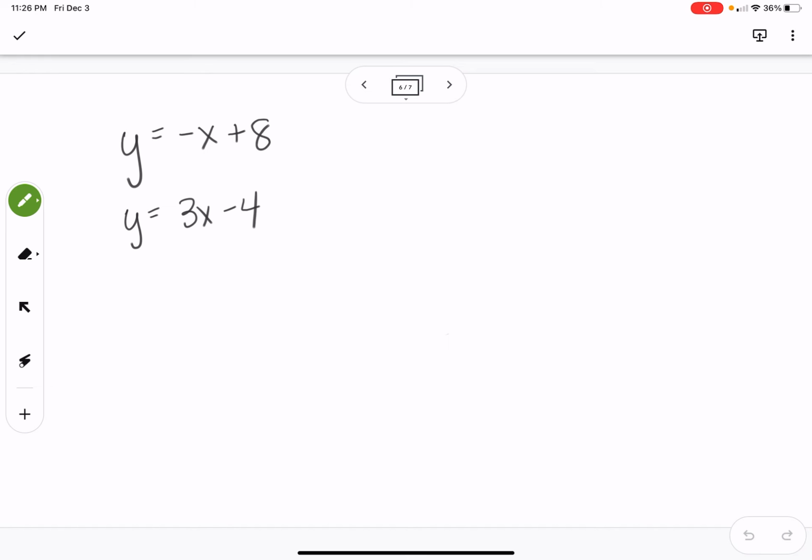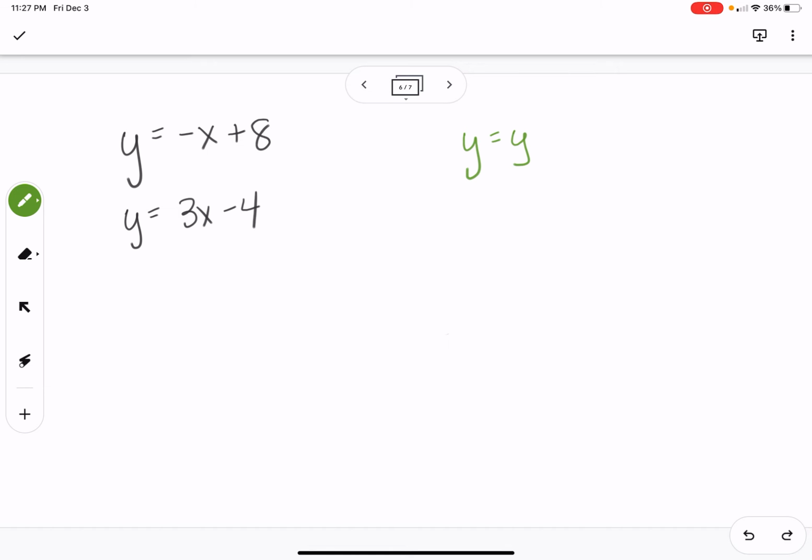So since they both equal y, wouldn't you agree that y equals itself, y? Y equals y. Y is y. If y is 4, the other y is 4, right? Well, in this case, y is -x plus 8, and y is also 3x minus 4. We don't know what x is necessarily, but whatever it is, it makes those 2 y's become the same number.